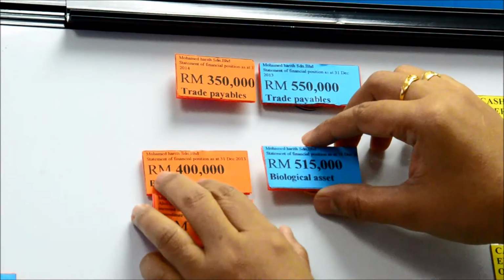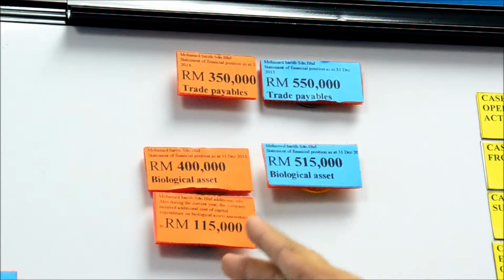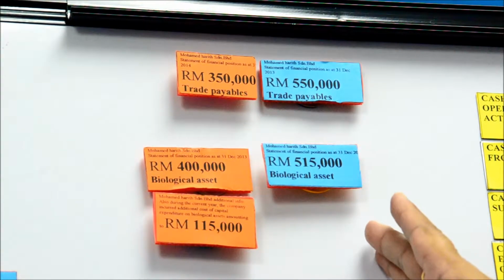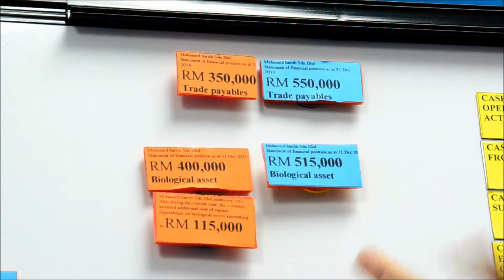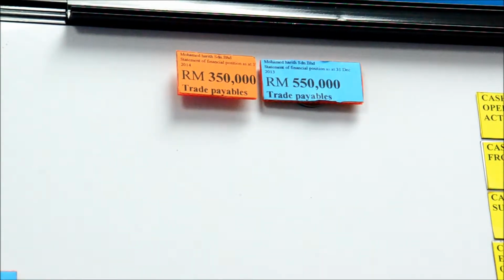So here biological assets is where you have 400. You acquire another 115, and then the remaining balance, so the closing balance, is 515. As you can see, it's already balanced off. So no need to do anything or make transactions, right?